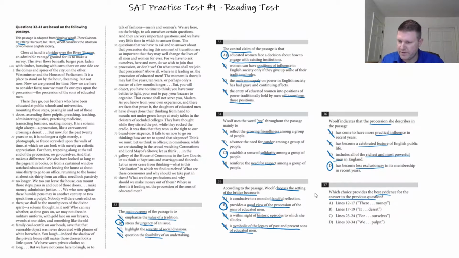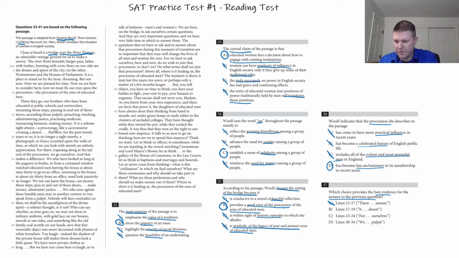Lines 12 through 17, let's look here. There they go, our brothers who have been educated at public schools and universities, mounting those steps, passing in and out of those doors, ascending those pulpits, preaching, teaching, administering justice, practicing medicine, transacting business, making money. She's just saying there go all of our hardworking men. That's not proving that the procession became less exclusionary. So A is out.